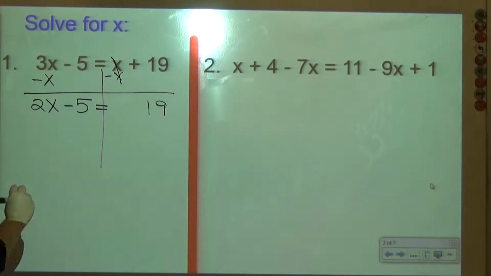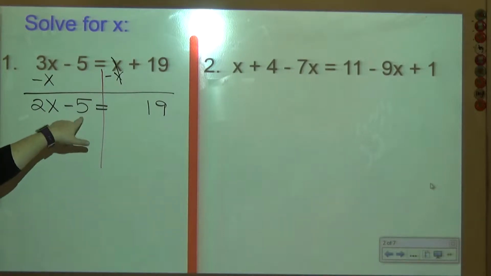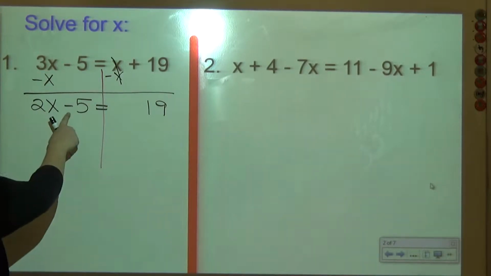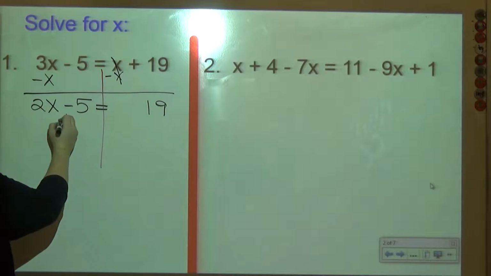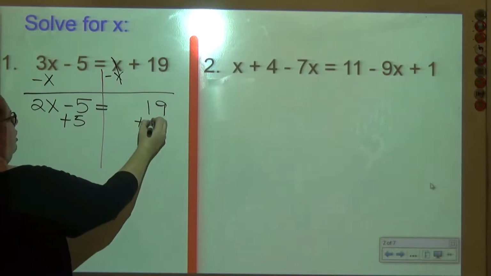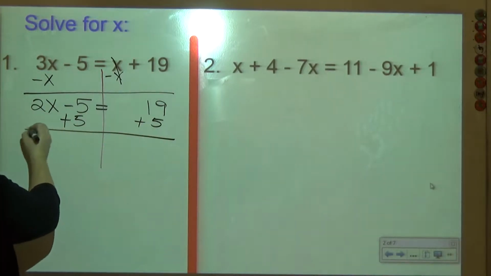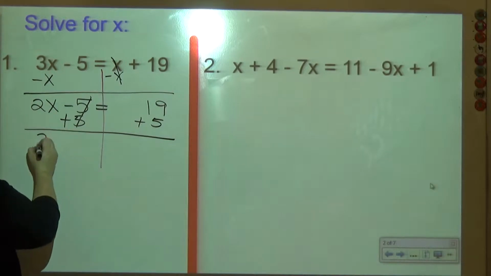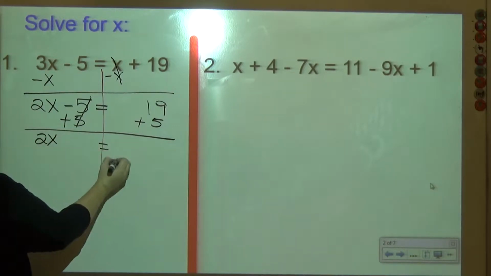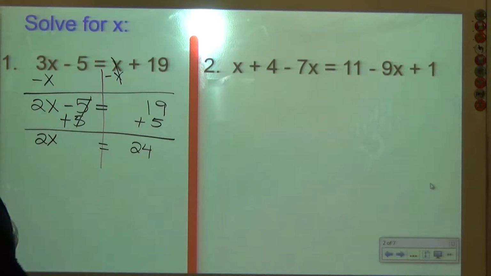Again, we subtract our coefficients. Remember, there's a 1 here. Now, to get x by itself, we move whatever's being added and subtracted. This is one term, so we're going to get rid of that term first. That's a minus 5. Opposite of minus is plus. 5 minus 5 is 0. That cancels out. 2x equals 24.